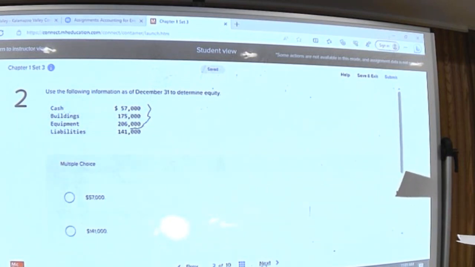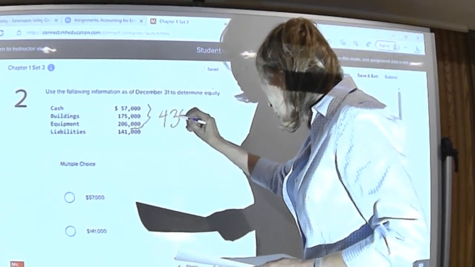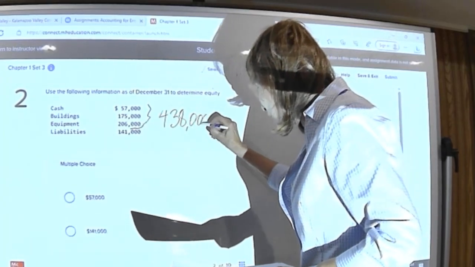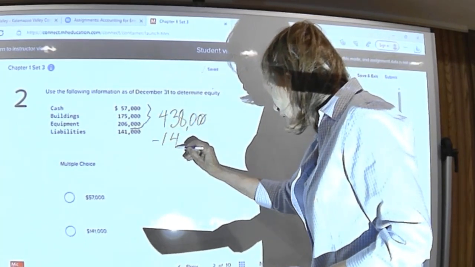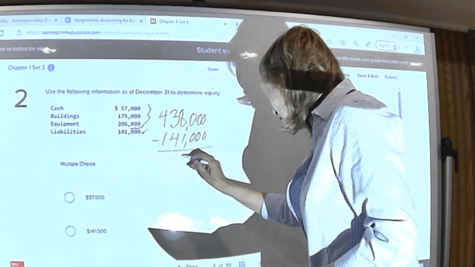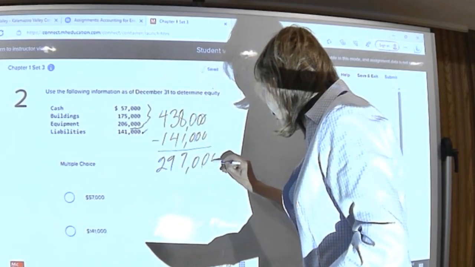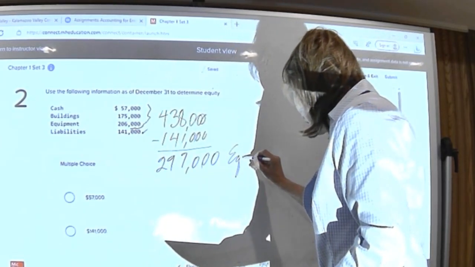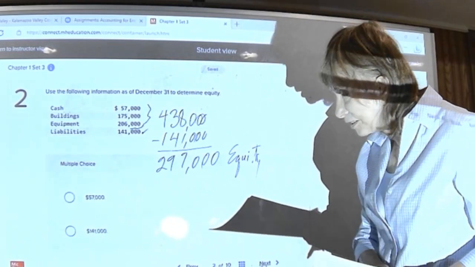add up to something like, oh gosh, something like 438, I believe 438,000, is what your assets total. If we subtract your liabilities from that, here it is right here, we get 297,000. There's your equity. Sorry about the sloppy writing. So let's look for 297,000.